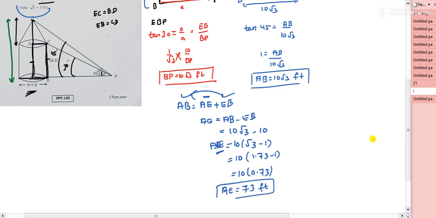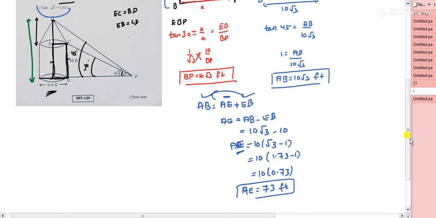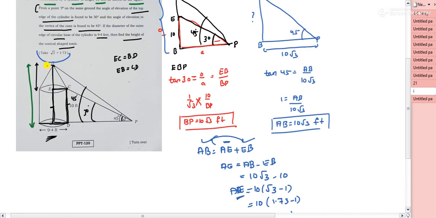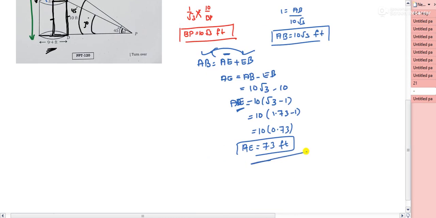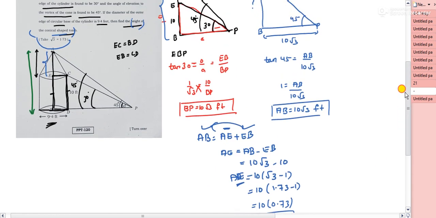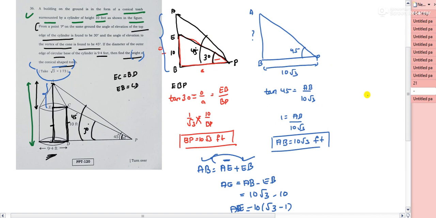AE is 7.3 feet. Now what is AE in this figure? Yes, it is the height of the conical shaped dome. The height of the conical shaped dome is 7.3 feet. You can write this, and that will be your answer. I hope it's clear and you have understood. Let me move to the next question.